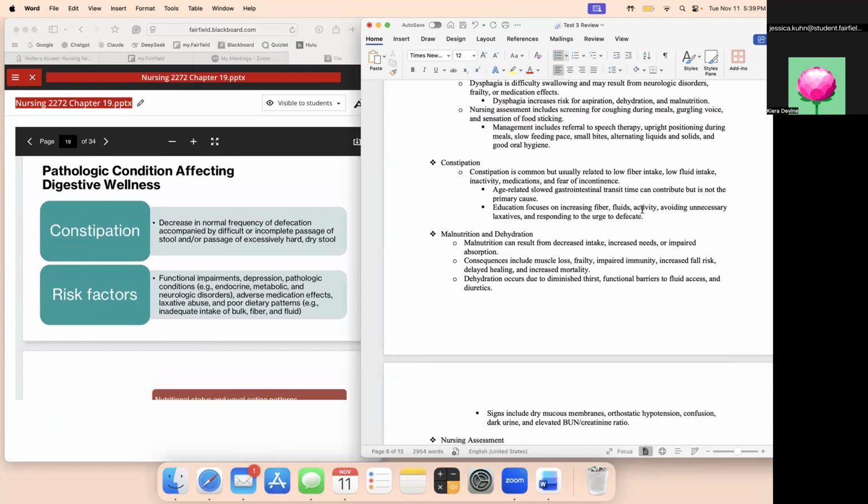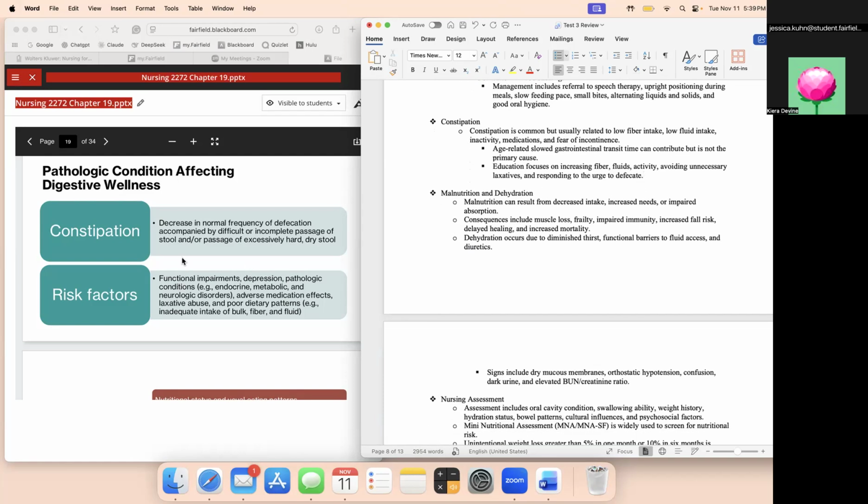Constipation is a big issue that you're going to see in the older adult population. It's common. It's usually related to lower fiber intake, low fluid intake, inactivity, medications, and fear of incontinence. Age-related gastrointestinal transit changes can contribute to this, but it's not the primary cause. Education focuses on increasing fiber, fluids, and activity, avoiding unnecessary laxatives, and responding to the urge to defecate.